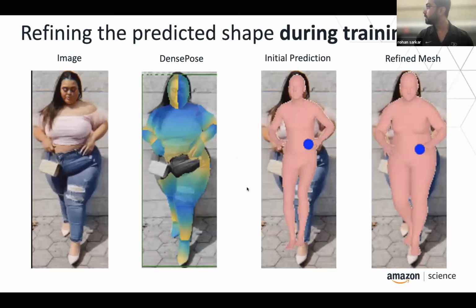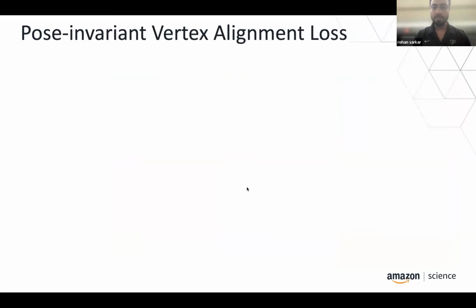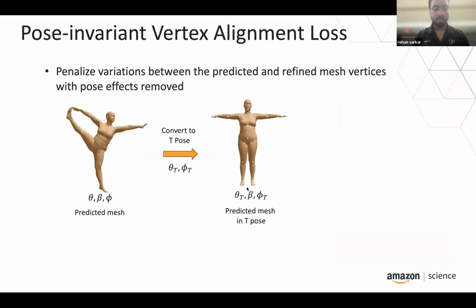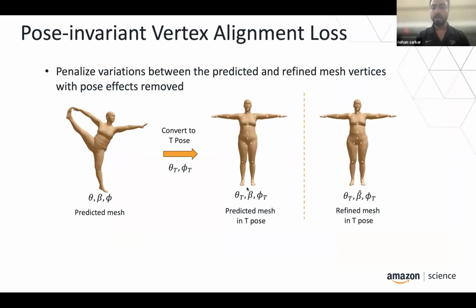Here is another example. We introduce another loss named pose invariant vertex alignment loss. For this loss, we first project the predicted mesh in the T-pose, where theta t and phi t are the pose and the global orientation in the neutral T-pose. Similarly, we also project the refined mesh in the T-pose. The only difference is in the shape parameter beta for the predicted mesh and beta hat for the refined mesh.